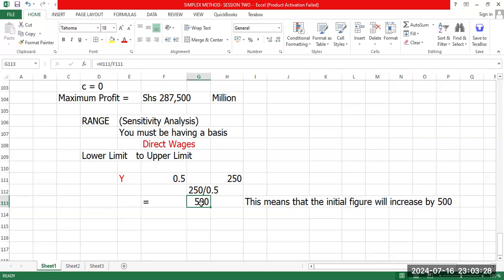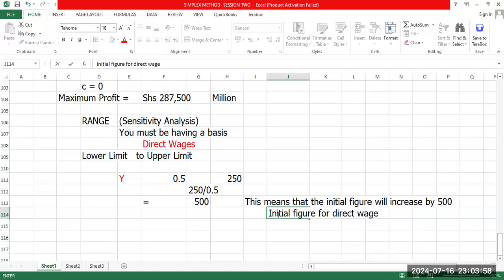If the value here was, let's say, negative, we could say that the initial figure will decrease by that. But if it is positive, you say it will increase by this. So the question is, what will the initial figure for direct wage be? That figure after inequality, what was it?